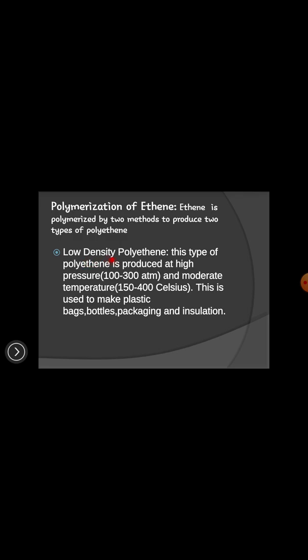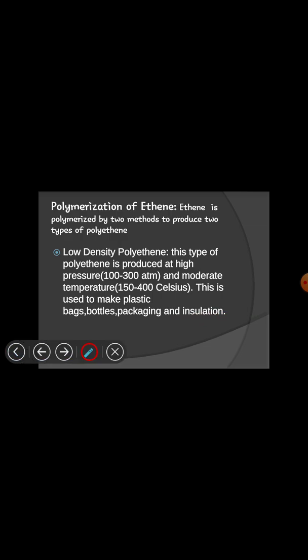Low density means the molecules of ethene is a monomer in this case, they are not that much closely packed with each other. So a long chain is formed having low density. For this purpose, we do the process of polymerization of ethene at high pressure, which is about 100 to 200 atmosphere, and very moderate temperature 150 to 400 degrees Celsius. This temperature and pressure converts the ethene into a complex molecule called polyethylene having low density. This is used to make plastic bags, bottles, packaging and insulation.